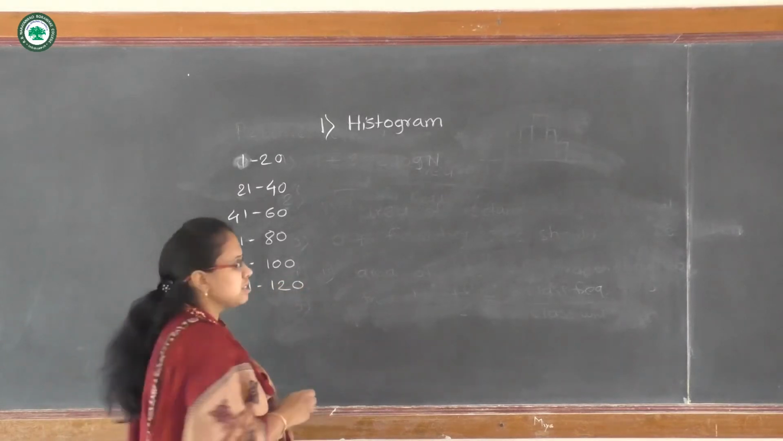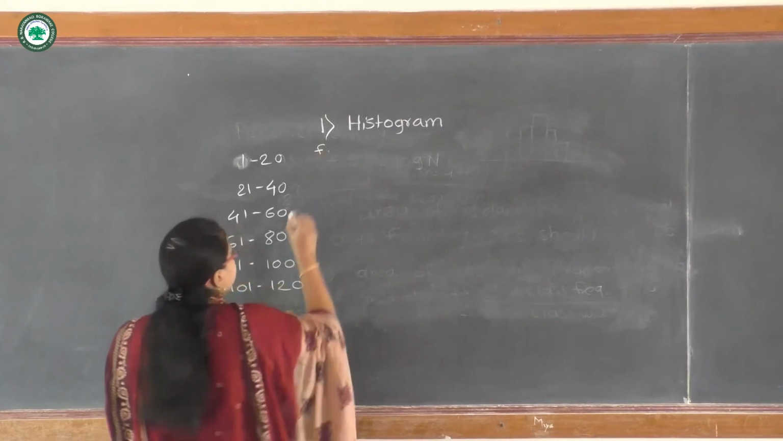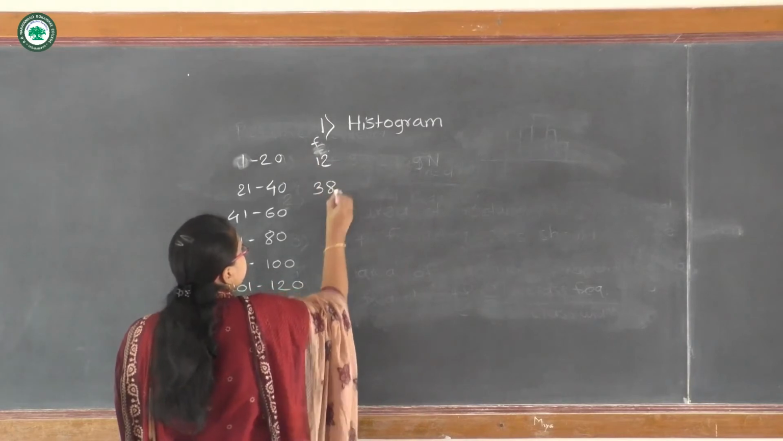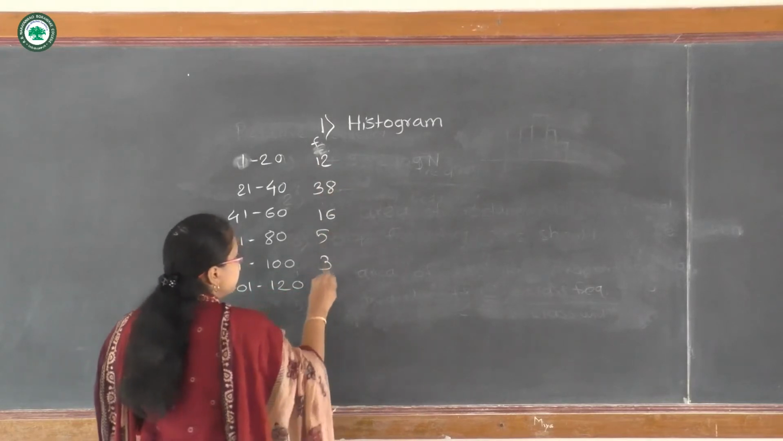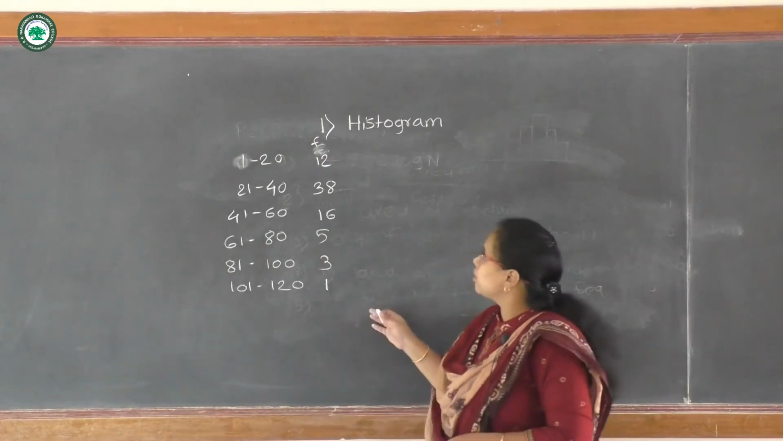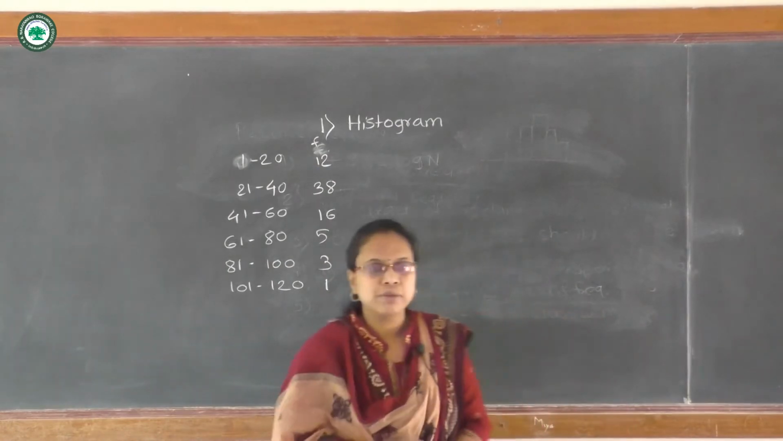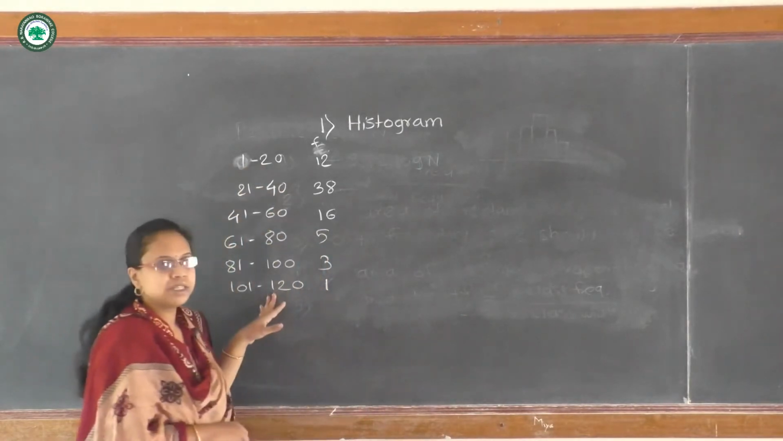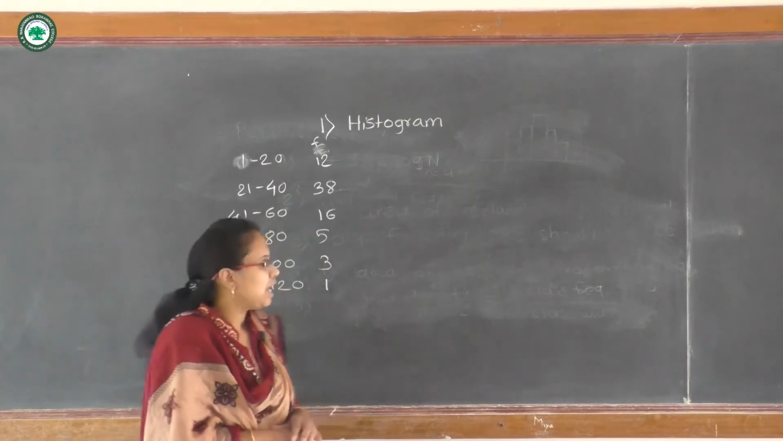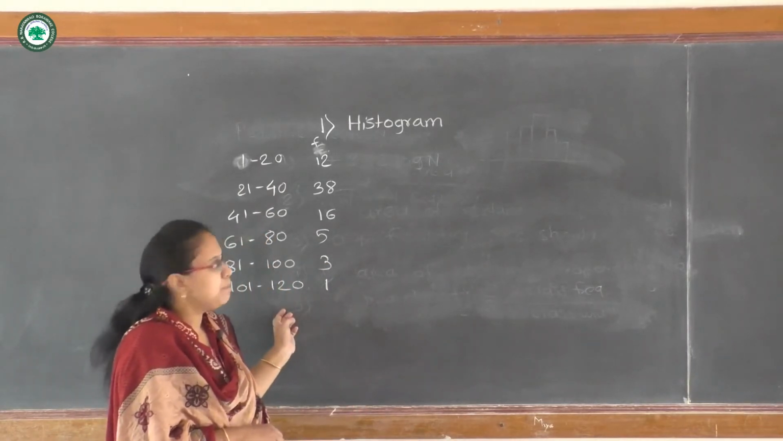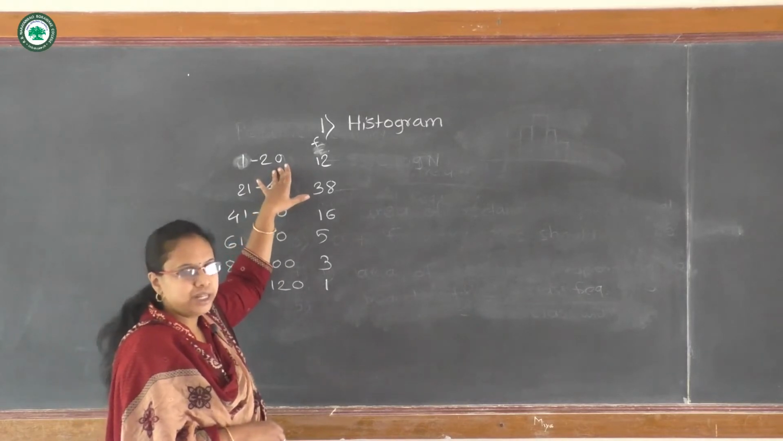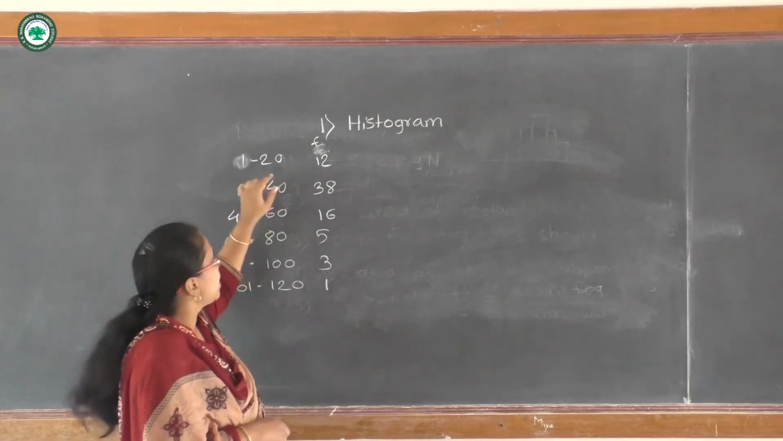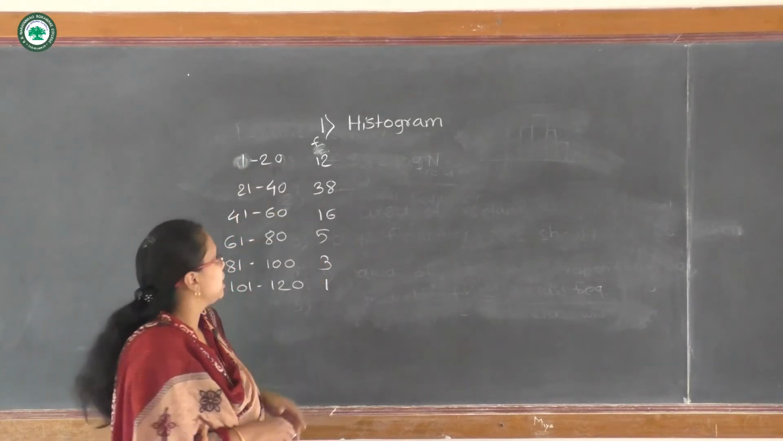So these are the classes, and we are given the frequencies. Suppose these are the given frequencies, and we have to draw a histogram for this data. Then the first step should be to make these classes exclusive type. We can see that here the classes are of inclusive type, meaning the upper limit is included in the same class. So we have to make these classes of exclusive type.